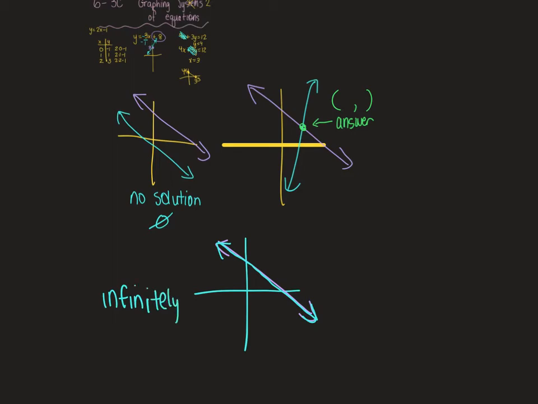Infinitely many answers. Because we have millions and millions of them. Like they cross here and here and here and so on. They cross infinitely many times. So our answer is an ordered pair if they cross once. Our answer is no solution if they're parallel. Our answer is infinitely many answers if they happen to be the same exact line.